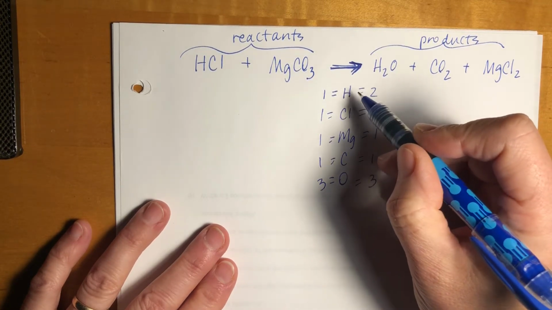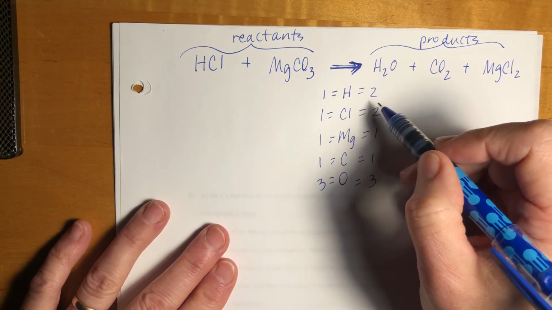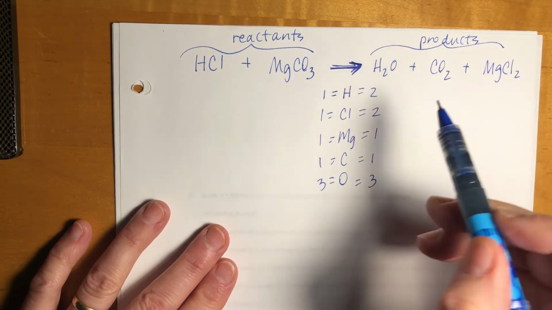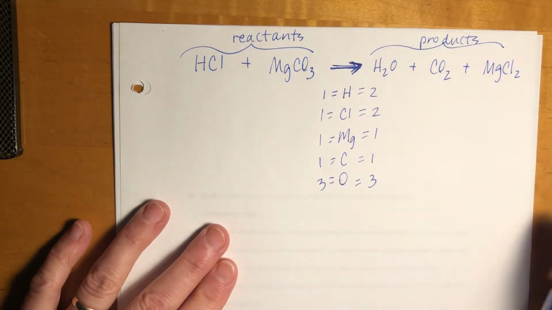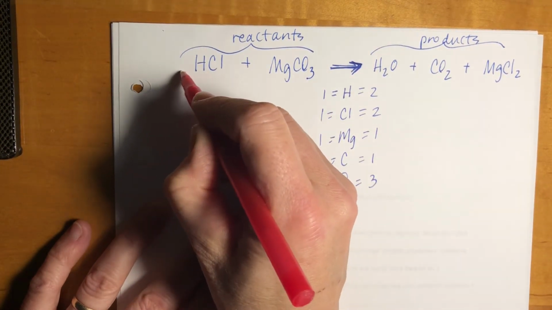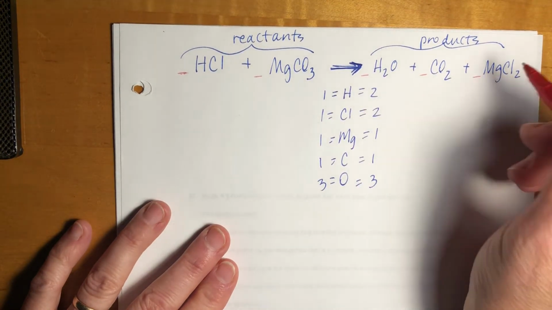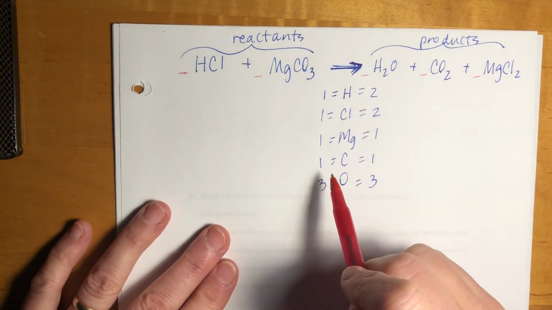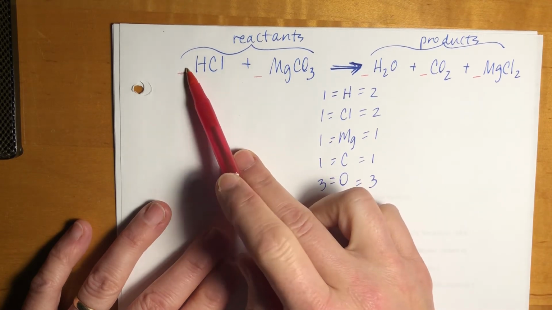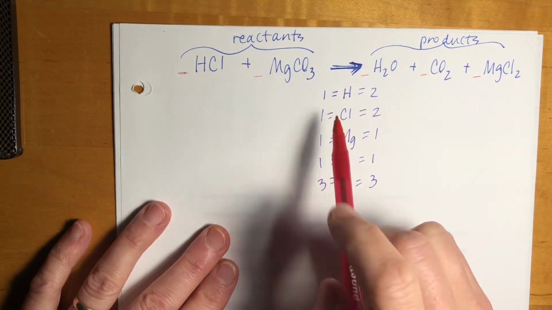So in order to fix this, you are allowed to add what are called coefficients to an equation. And a coefficient is a big number that you put in front of these different molecules. So you might be able to very quickly see what number we could put in front of here. If we put it in front of here, it would balance these out.